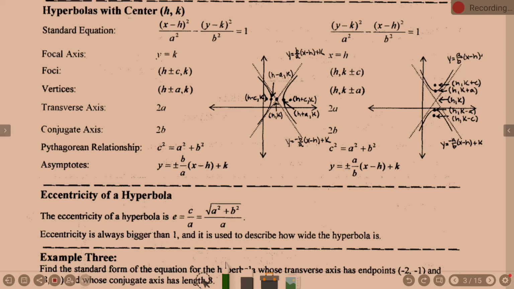I'm not even going to try and point out the pictures because they just look kind of like a mess, but it's the same setup as the front side. And we also, again, are going to talk about eccentricity. Guess what the formula for eccentricity is? c over a again. Now, the difference here is that eccentricity of a hyperbola is always bigger than 1. With an ellipse, if you go back and read, it says it was always between 0 and 1. This is always bigger than 1, and it's used to describe how wide the hyperbola is.